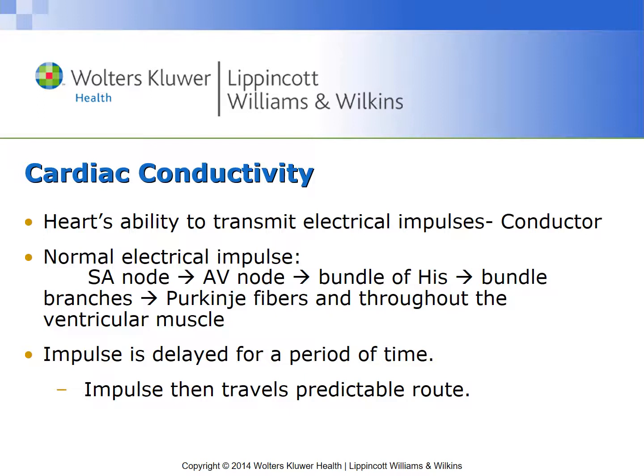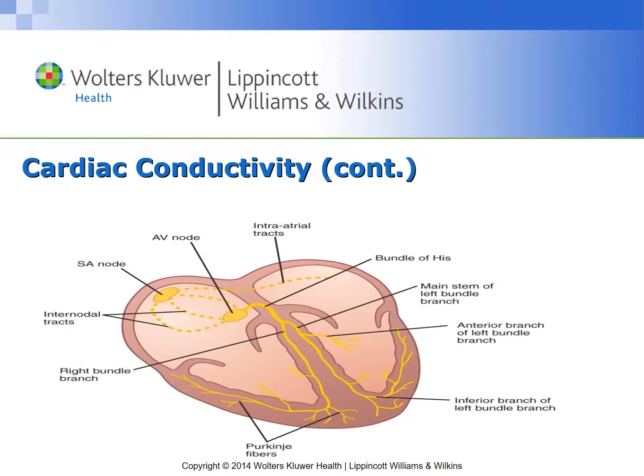So the normal electrical impulse goes from the SA node, then to the AV node, then the bundle of His, then the bundle branches, and the Purkinje fibers, and then throughout the whole ventricular muscle. Impulses are delayed for a period of time there, and then they also travel in a predictable route, typically. So this is just a picture showing that whole conductivity of the heart. And again, to me, it's just fascinating to think about. We're electric.